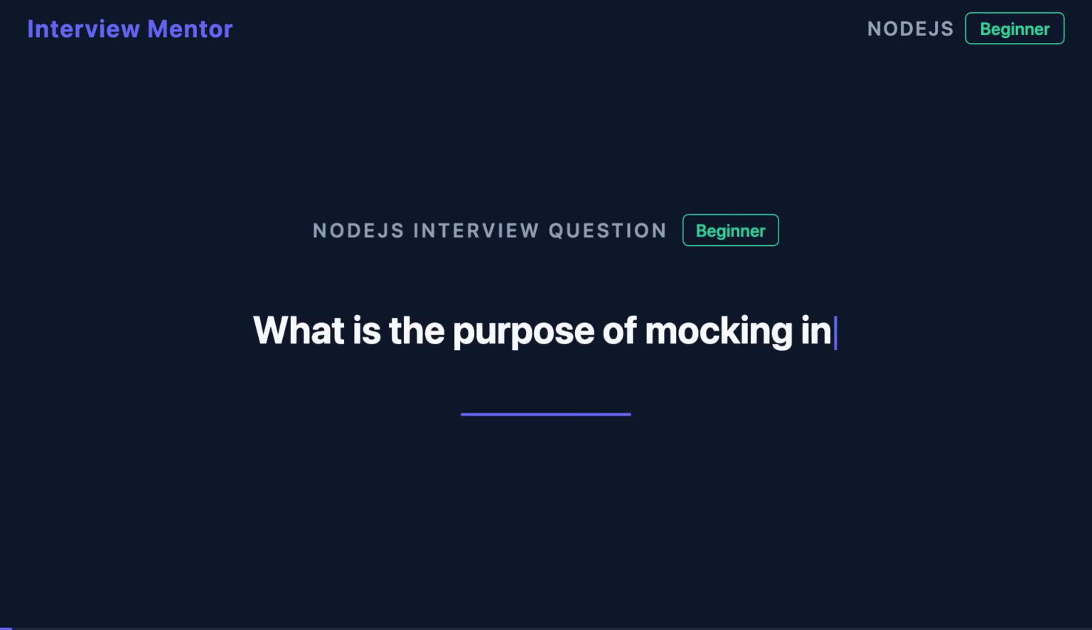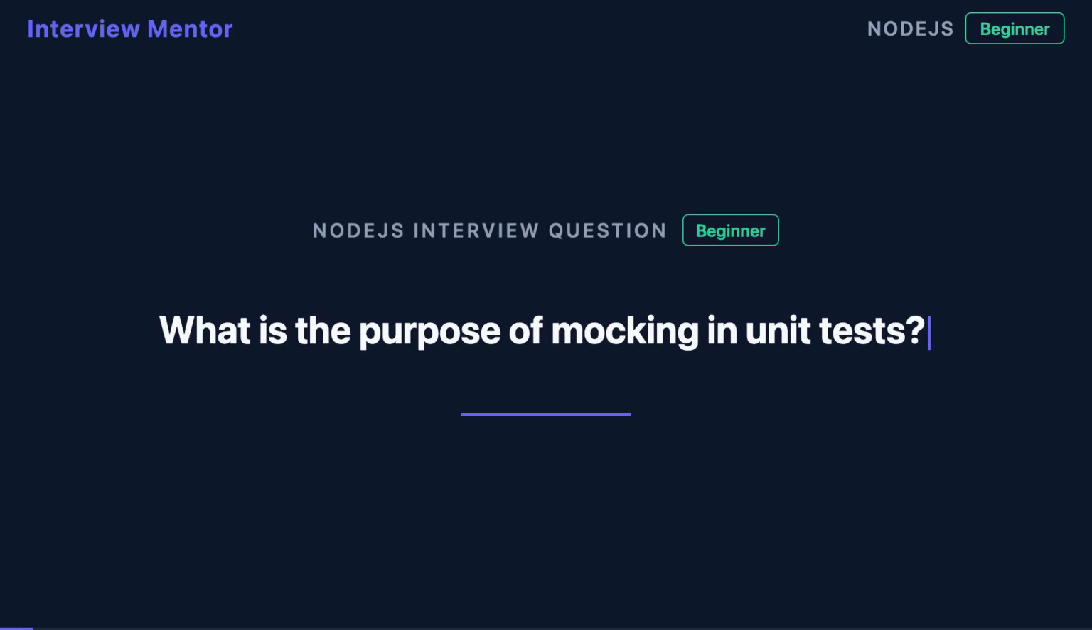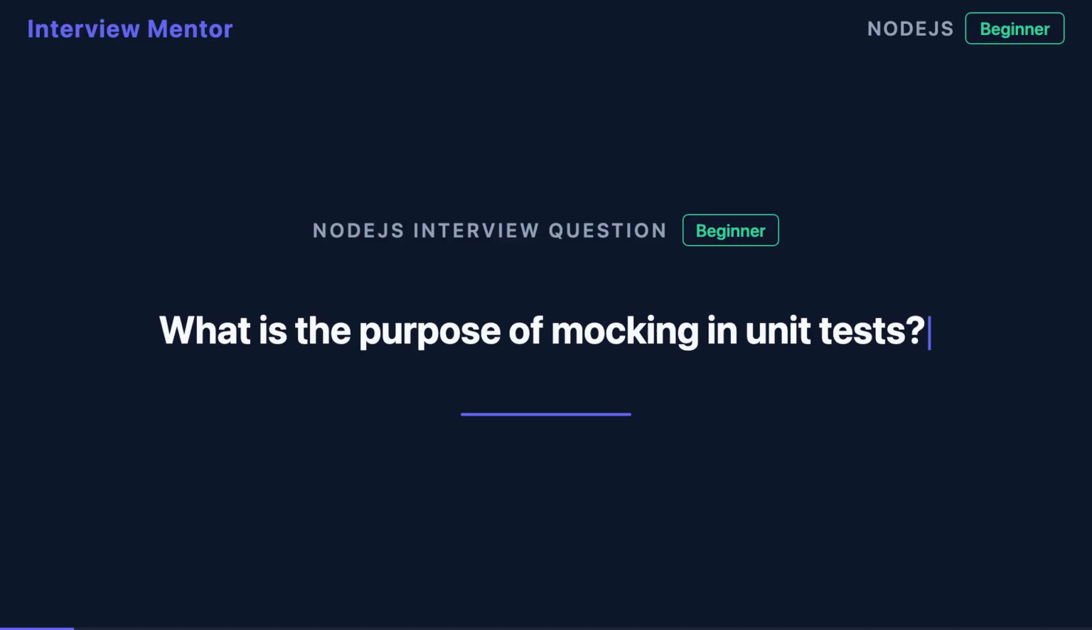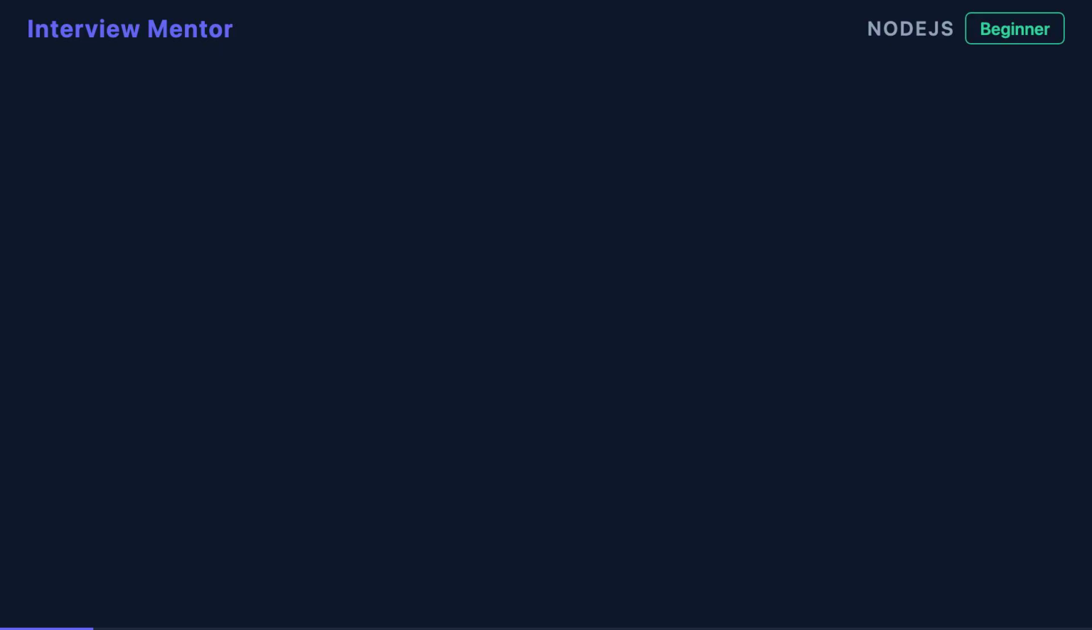Your tests call a real API. The API goes down. Your entire build fails even though your code is fine. Sound familiar? This is exactly why we use mocking in unit tests.